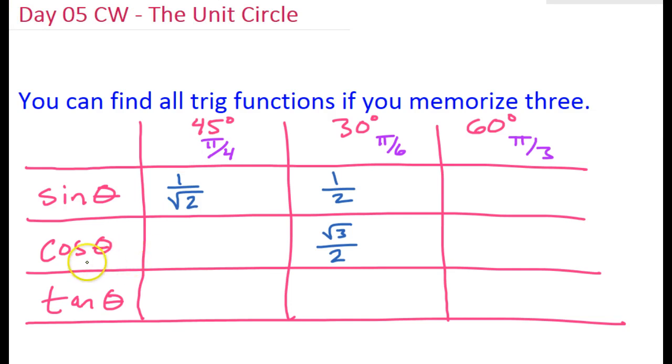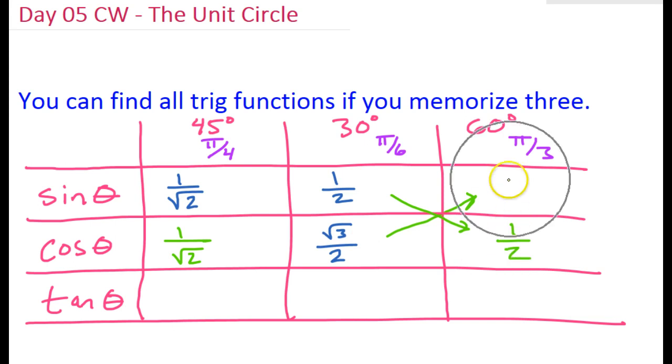So, for example, if you know these 3, then it will be easy for you to remember the cosine of 45 degrees because that's the same thing as sine. So this will also be 1 over radical 2. So these are the same. Now, for these two over here, the sine of 60 degrees and the cosine of 60 degrees, all you need to know is that these are reversed. So if you have these, then you know that the 1/2 is going to go here, and the radical 3 over 2 is going to go here.